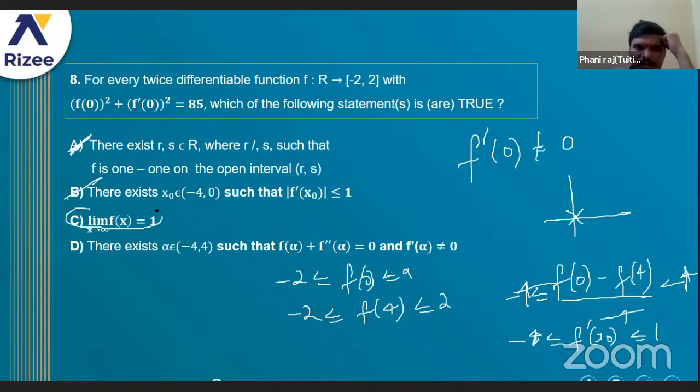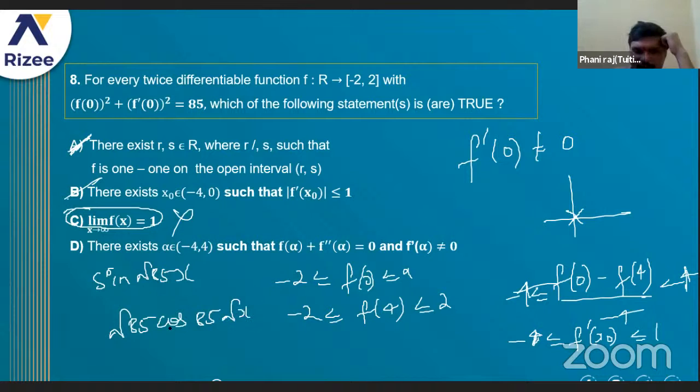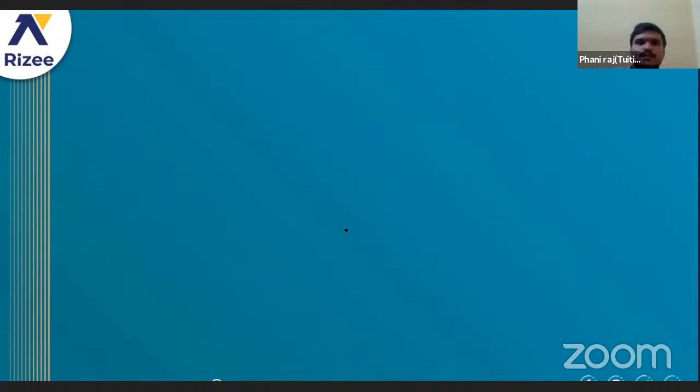We can also give a counter example. Take f of x equal to root 85 sine of root 85 x. This f of 0 will be 0. What is f dash of x? Root 85 times root 85 cos of root 85 x. When you add them both, you get 0 plus 85. But the limit of this doesn't even exist. So this is wrong. So next, there exists an alpha belongs to (-4, 4) such that f of alpha plus f double dash of alpha equal to 0.